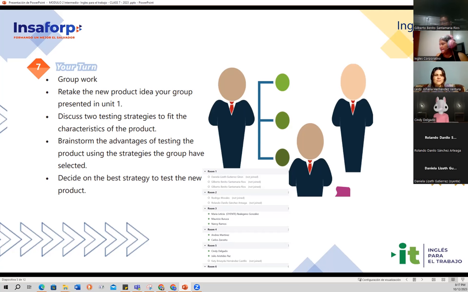Maria Leticia, Mauricio, and Nancy, you are okay because you three were working since the beginning. Then we have Andres, Carlos, and Roberto, right? You were working with them? Robert? Hello, Robert. Do you remember that you were working with Andres and Carlos? Yes, I remember the previous activity. Ah, okay, very good.